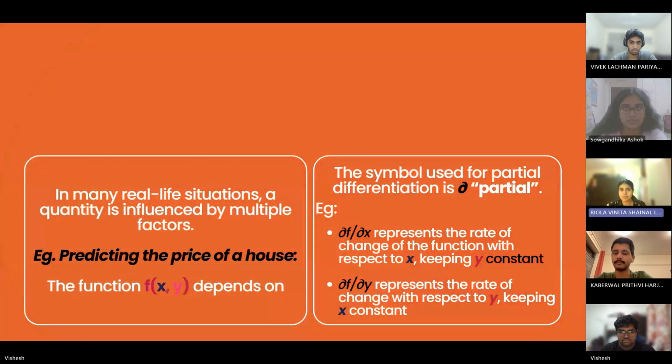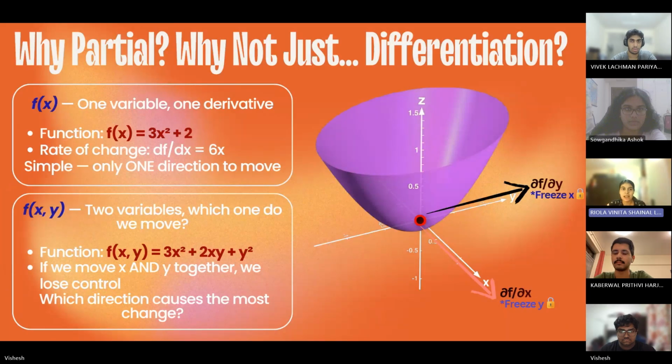So the next question is, why can't we use normal differentiation here? Let me break that down for you. Over here, you can see on the left, we have a function f of x equals 3x squared plus 2. Just one variable, one direction of change, one clean derivative. Everything is straightforward. Now let's compare that with this function at the bottom. f of x, y equals 3x squared plus 2y plus y squared. Now we've got two variables. But now if we try to differentiate both at the same time, we lose clarity about what actually is causing the change. So it's like trying to figure out whether the house prices increased because of size or because of age. If both change together, you can't separate the effect.